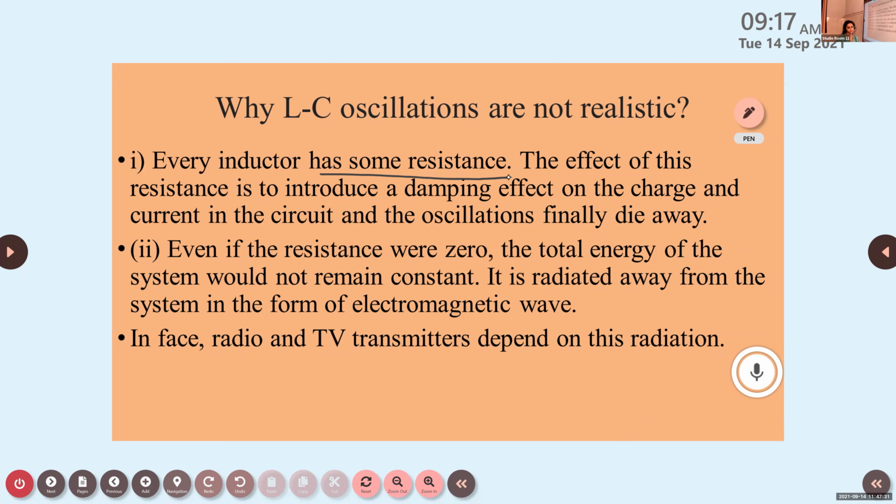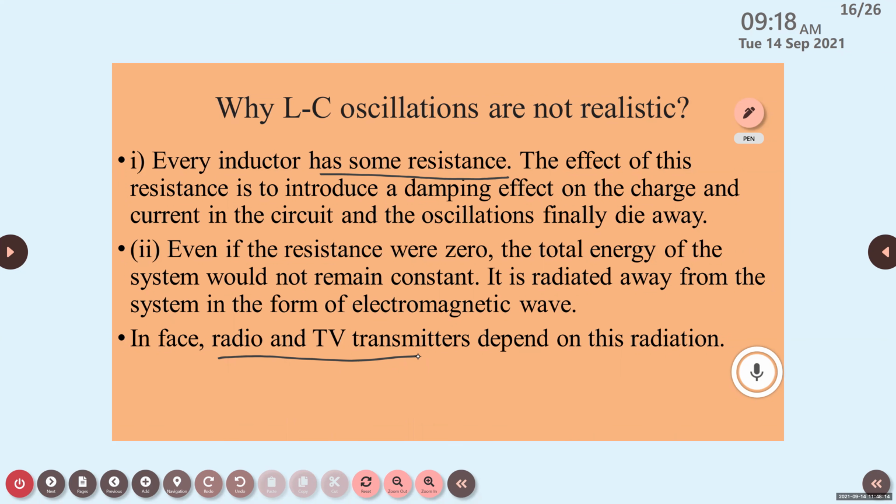It is not continuous. The second reason: even if the resistance were zero, imagine that the resistance of the inductor is equal to zero, the total energy of the system would not remain constant. It is radiated away in the form of electromagnetic waves. Those electromagnetic waves are what we use for the working of radio and television. So practically, these LC oscillations are not possible.